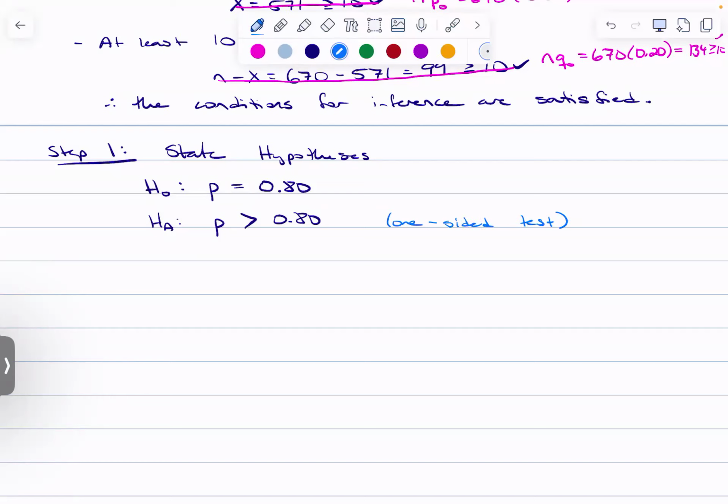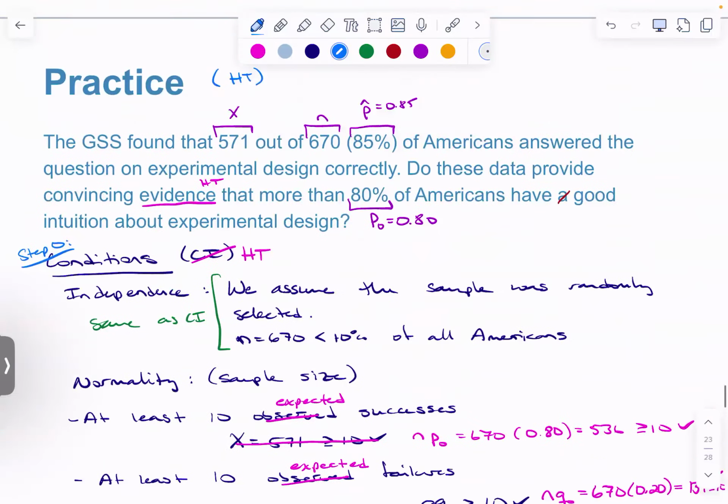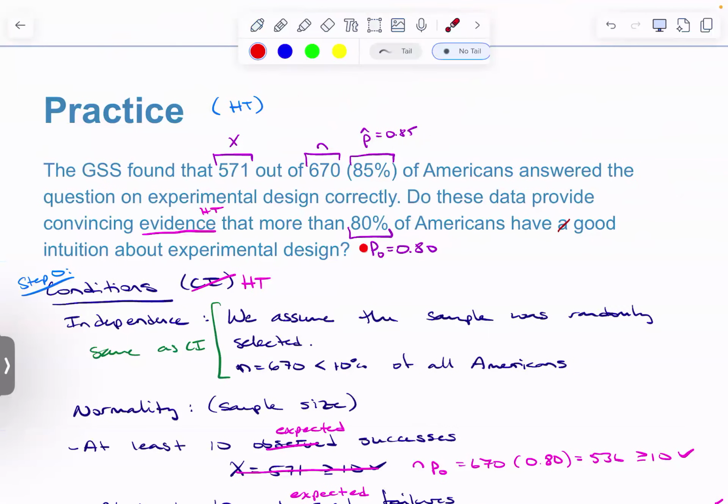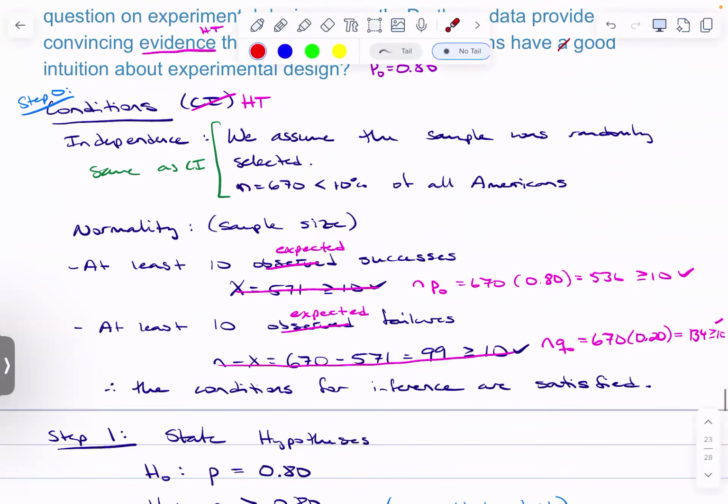This makes it a one-sided test, yeah. Where did the 0.8 come from? It came from here. The thing I want to compare my p-hat to, right? Nice.